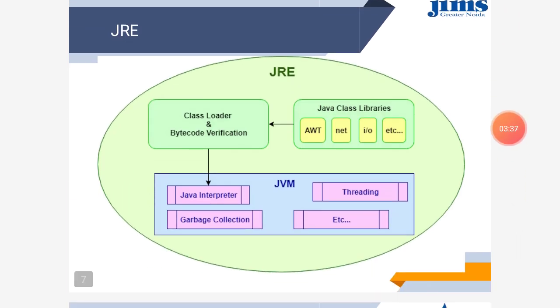So in this figure, we can understand what the Java Runtime Environment contains. It has the class loader and bytecode verification. What is bytecode? When we compile our Java source code, then we get bytecode. And to run bytecode, we require the Java interpreter. And where do we run this code? We run this code with the help of JVM.